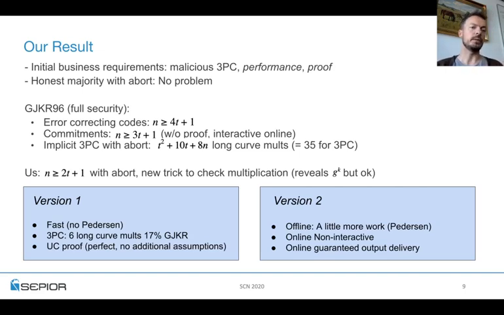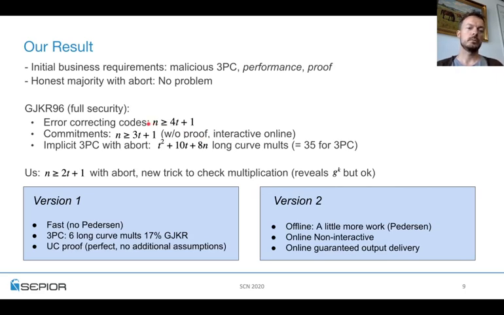So we looked at this result from '96 with full security. It's based, as I said, on error correcting codes, but it has this property that the number of parties n has to be larger than or equal to 4t plus 1, where t is the threshold. This means that if we set t to 1, then we need at least 5 parties, and we had to do 3-party computation. There's also another solution sketched in their paper. It works for only 3t plus 1, so it can run with 4 parties. There's no proof, and it has this drawback that the online phase requires several rounds of communication.